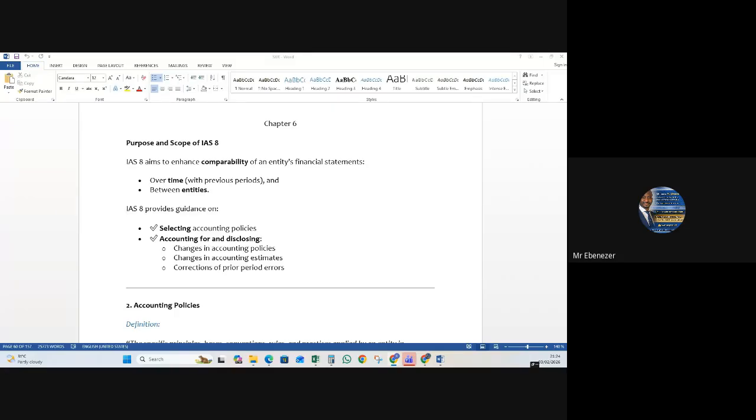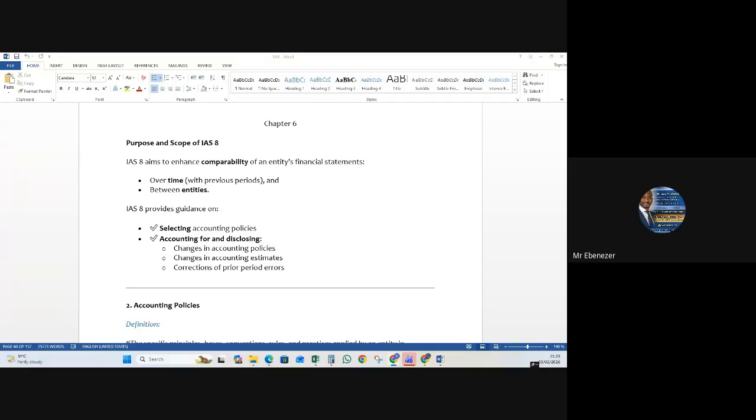Are we there, please? Yes, sir. This accounting policy provides guidance on how we select an accounting policy to use. Then it discloses changes in accounting policies. It gives guidance on how we account for and disclose changes in any accounting policy, changes in our estimates, and changes in prior period error.